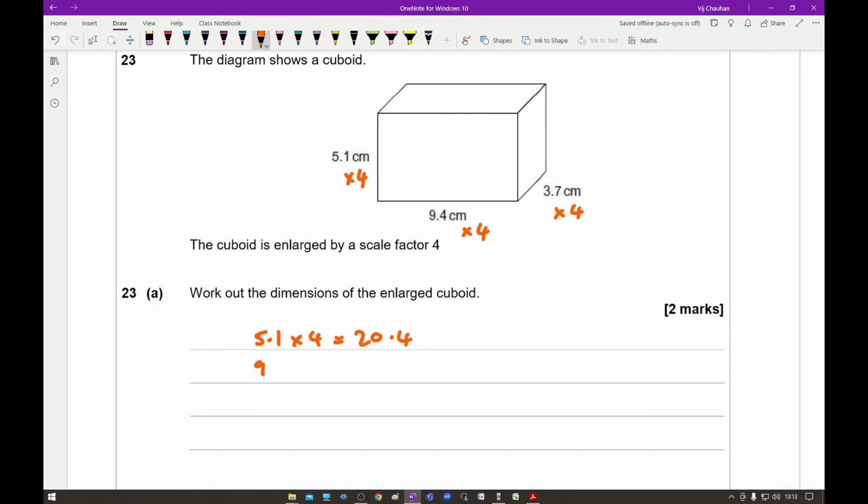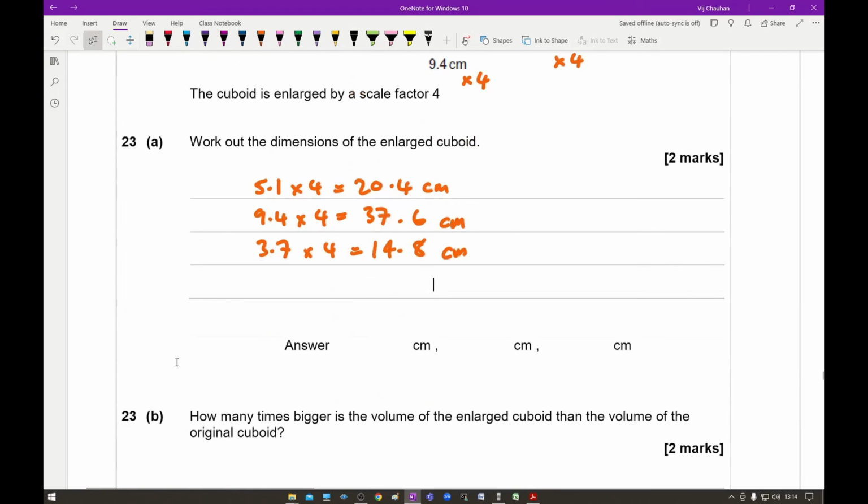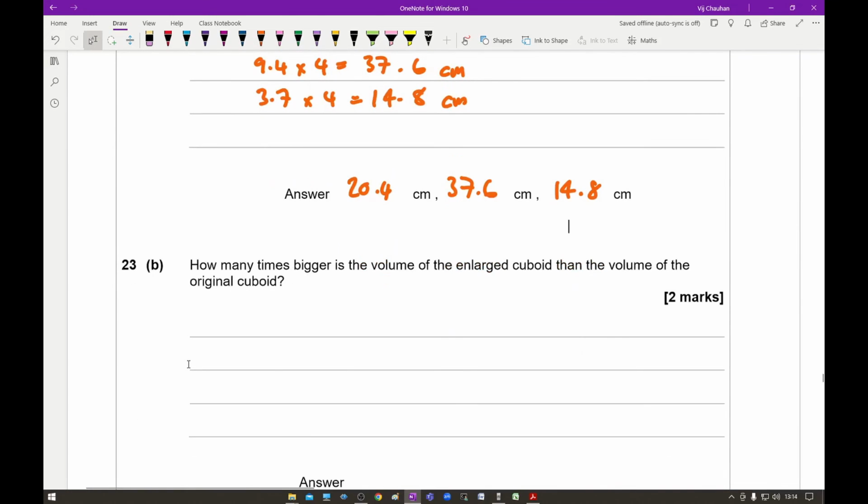If I do 9.4 times 4, I'm going to get an answer of 37.6. And if I do 3.7 times 4, I get an answer of 14.8. So all I then need to do is just transfer those three numbers into the space available. And it doesn't really matter what order you put them in, because it will still produce the same cuboid, or enlarged cuboid in this case. And there we go.